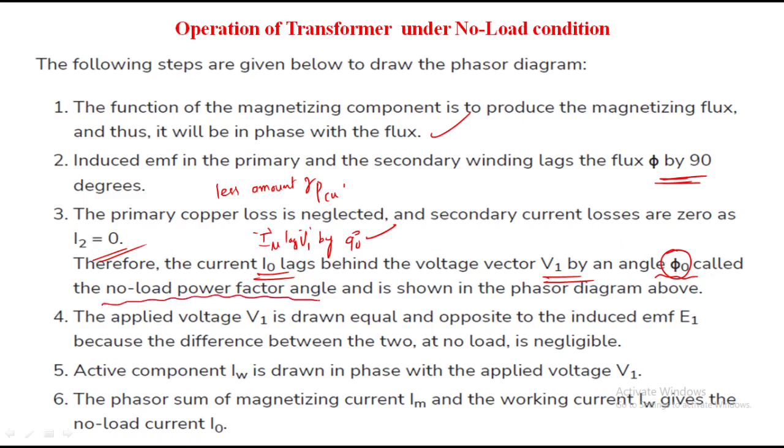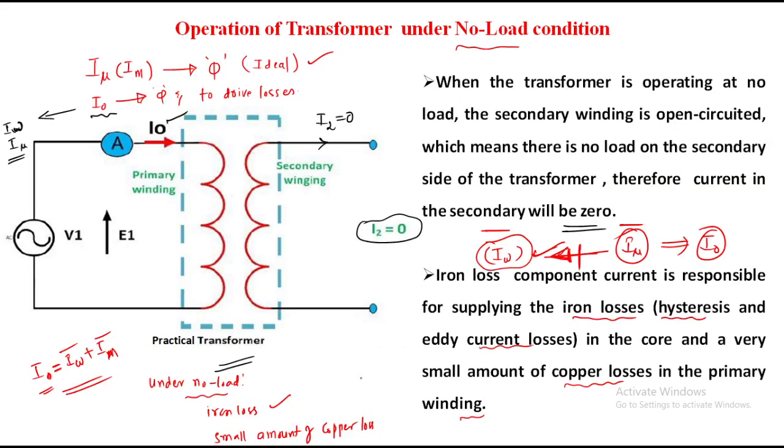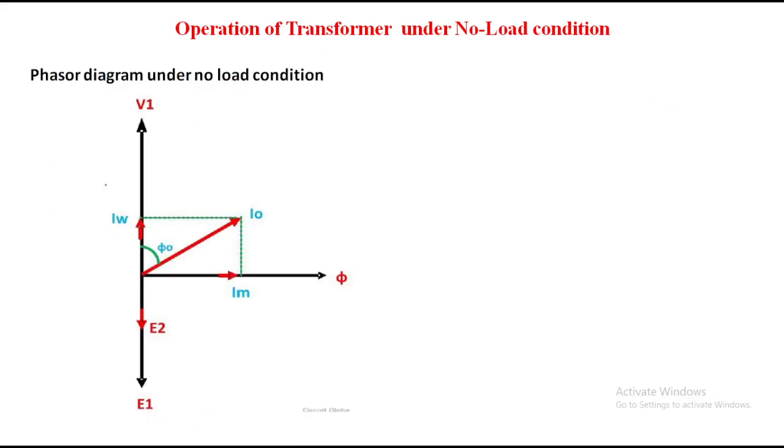no load power factor. So the applied voltage V1 is drawn equal and opposite to the induced EMF. We all know that E1 equals minus V1, or V1 equals minus E1. So the active component IW is drawn in phase with the applied voltage. Like that, the phasor sum of magnetizing current I mu or IM and the working component of current gives the no load current I naught. Now I would like to explain in detail, just go through these points once. So this is the phasor diagram of the practical transformer under no load condition.